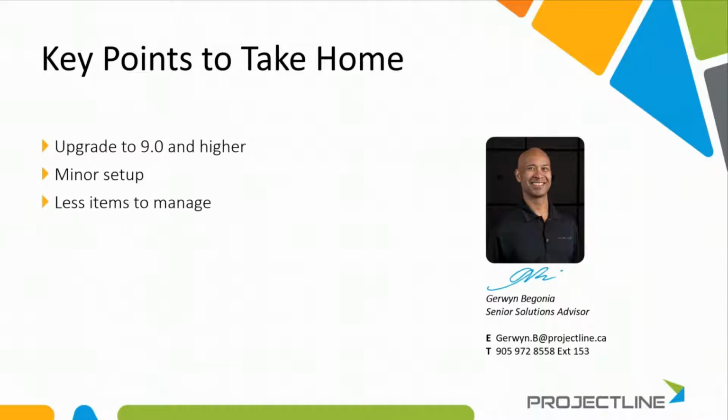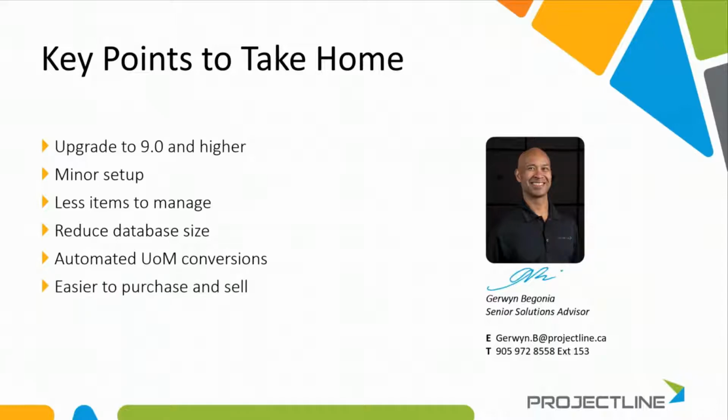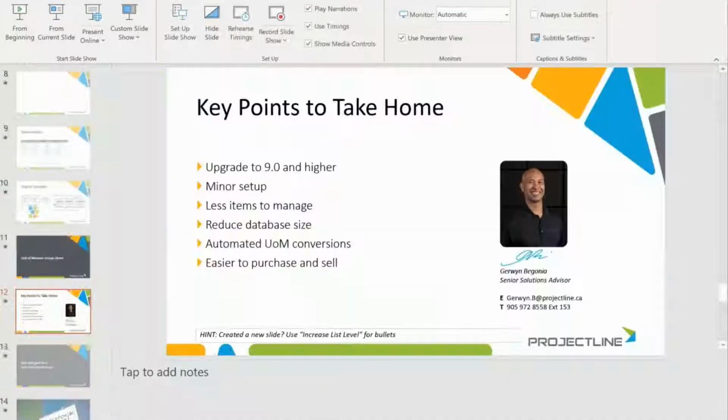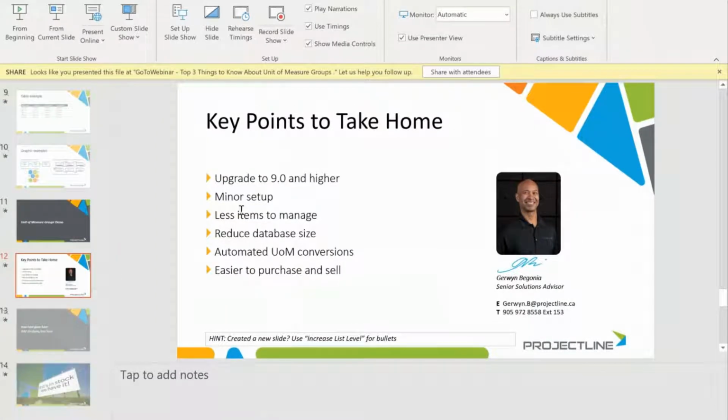Remember, it's less items to manage, so you are decreasing the number of item codes that you have to maintain in your database, and that ultimately leads to a reduced database size. The system's doing the math for you, so it's automatically converting the unit of measures for you. And it makes it easier to purchase and sell. Just simply toggling between the different unit of measure codes on the screen, as opposed to having to select different item codes and having long or large sales orders with lots of rows, okay? So that kind of concludes today's session on advanced units of measure groups.